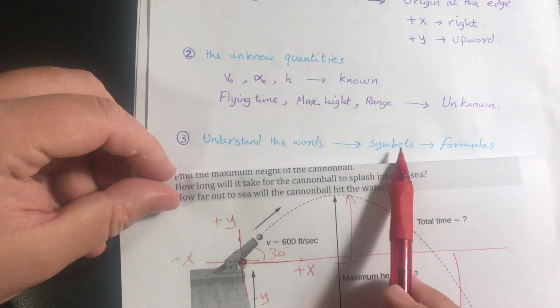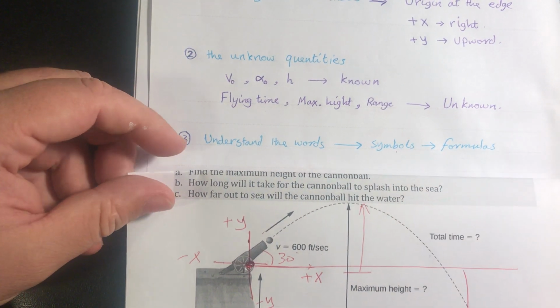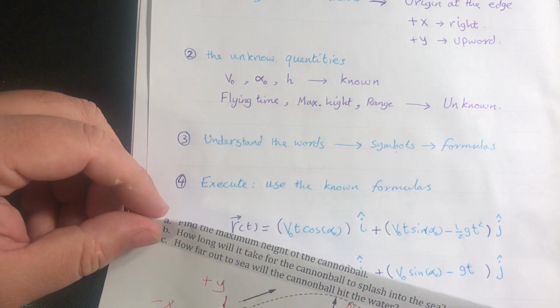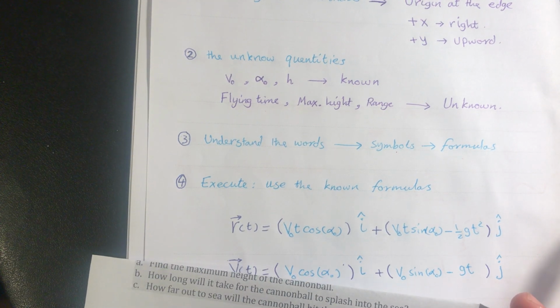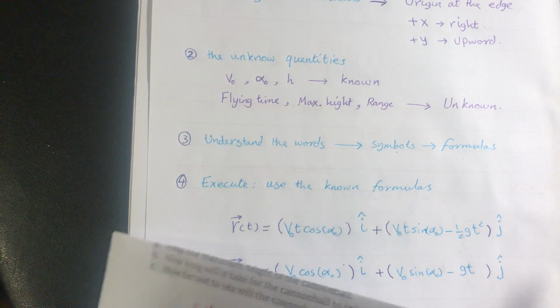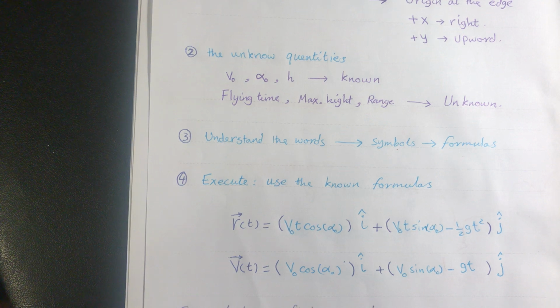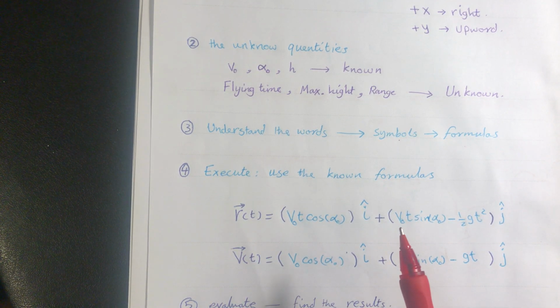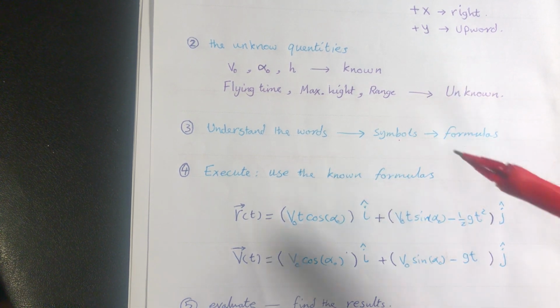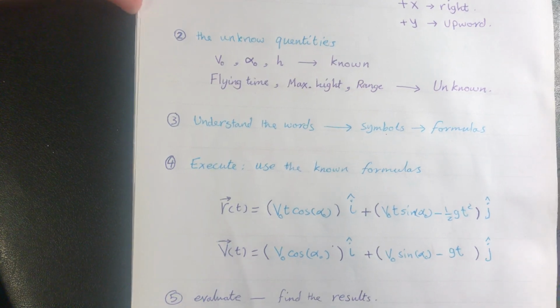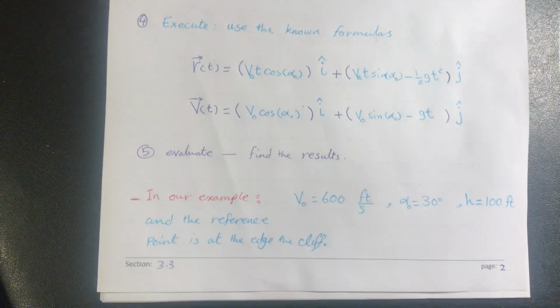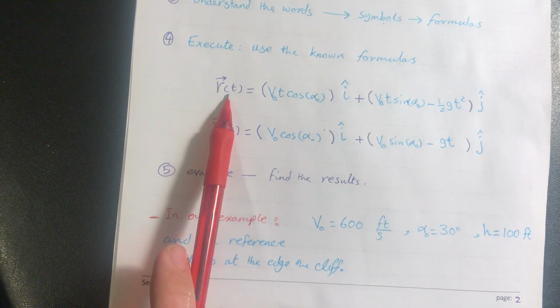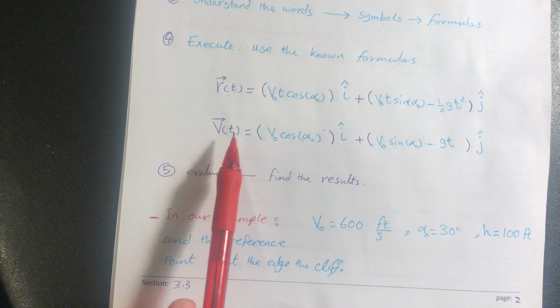We also need to find the formulas. We will use, as we said before, the position vector and the velocity vector. Then we need to execute and put the known parameters in their places in our formulas. So we need now to start with the position vector and velocity vector as we found them before.